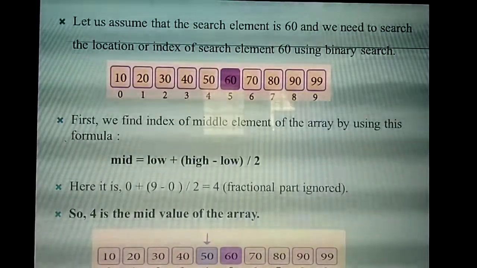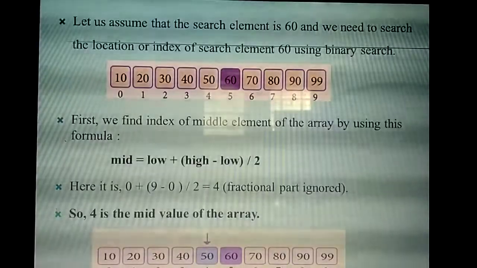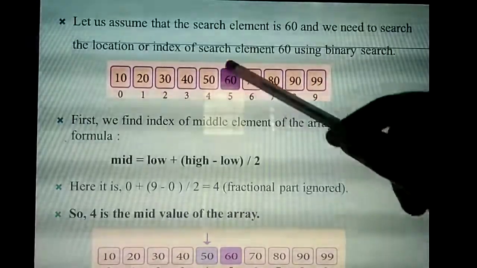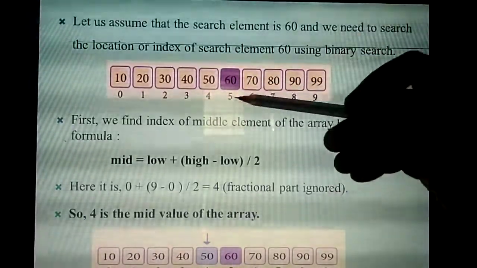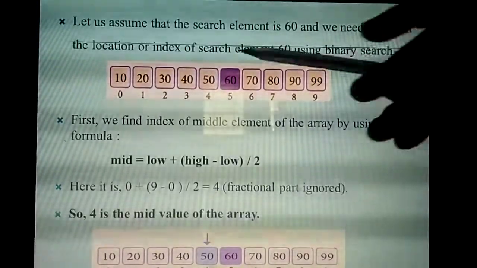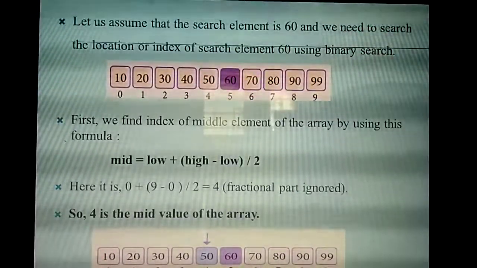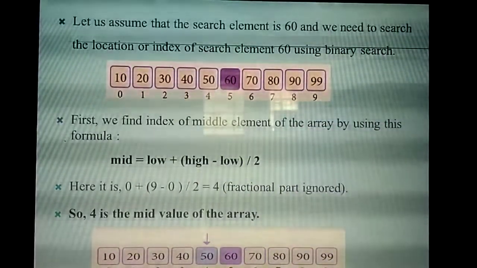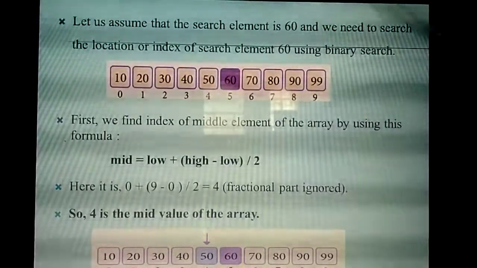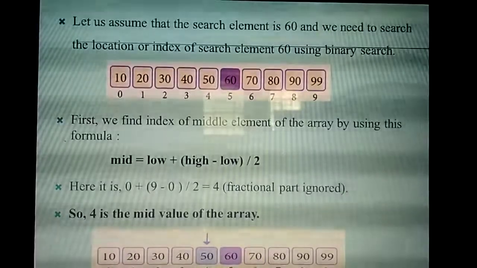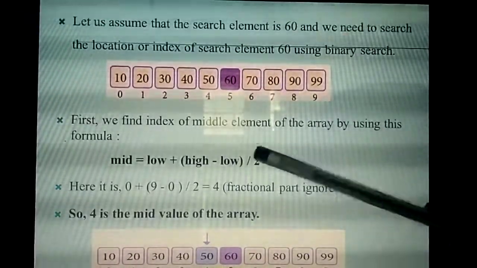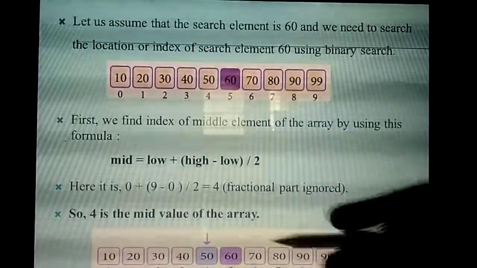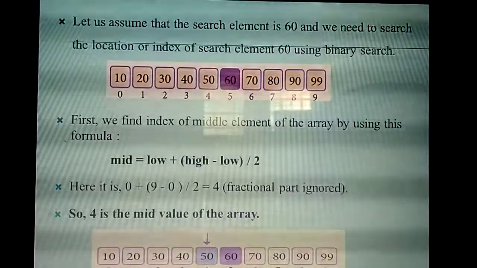What is the formula to calculate the middle value? Total number of elements divided by 2. How many elements are there? 10. 10 divided by 2 is 5. So the middle value is 5. Understand? So I am going to search the element at 5. That's the common formula to calculate the middle value. But in this example, I am going to calculate the middle value using a different formula. Please listen: mid equals low plus (high minus low) divided by 2.